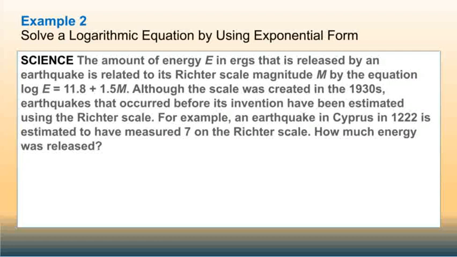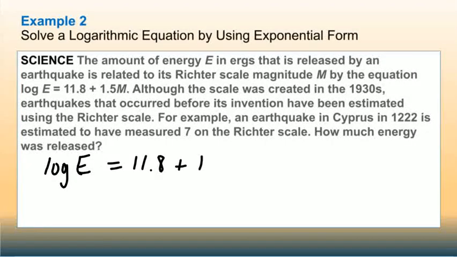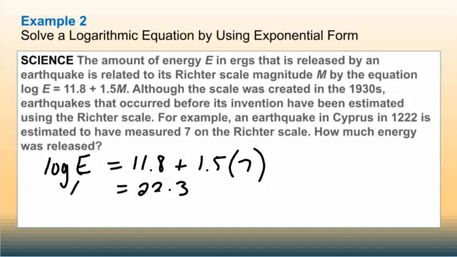So if 7 is the magnitude, we are going to solve this. So log of E equals 11.8 plus 1.5 times 7. Simplifying this, we have 11.8 plus 1.5 times 7. This gives us 22.3. Now we need to get E by itself. So remember this has base 10. So if we exponentiate that with base 10, that undoes the logarithm. Raise this to the 10th power on this side, and we would have E equaling 10 raised to the 22.3 power, which is a really large number.